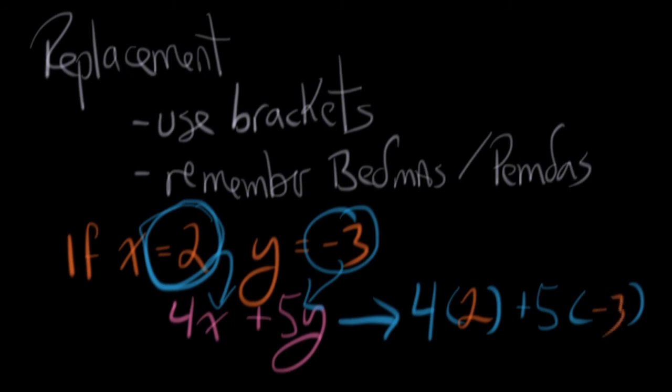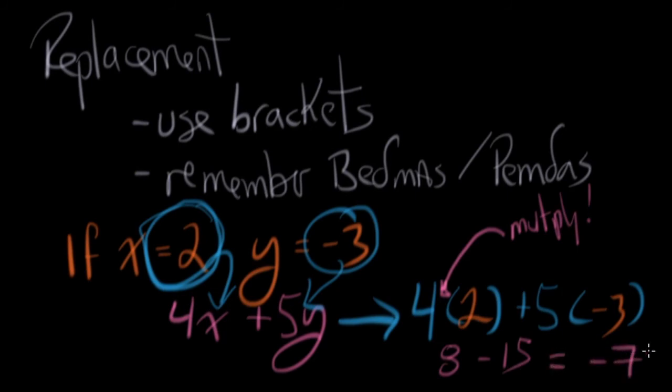Now a couple of things. A little remember. What's hiding between the 4 and the 2? What's happening there? Remember, there's a hidden multiplying sign. Multiply. So that means 4 times 2, which is going to give you 8. What's 5 times negative 3? That's going to give you negative 15. What's 8 minus 15? Well, that's going to be negative 7. And there you go. So that's simplifying and using replacement.